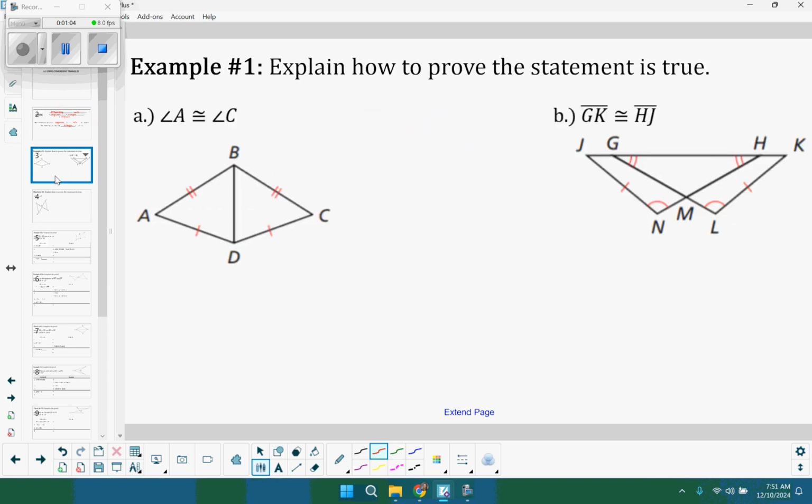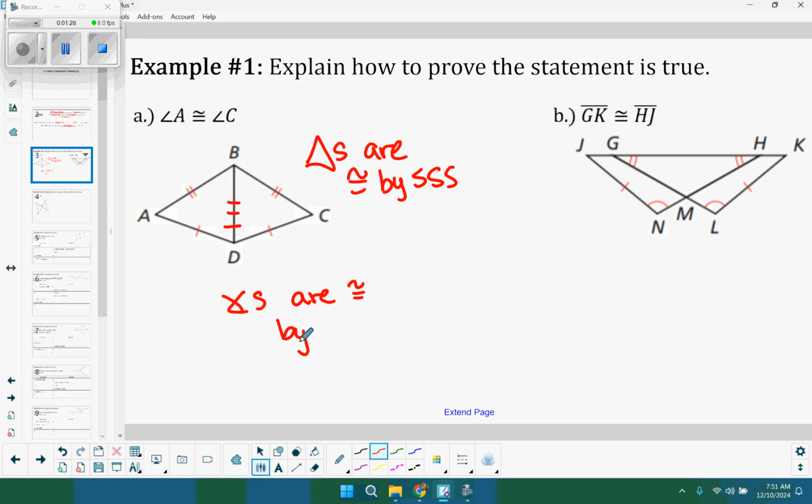So for example 1, we're going to explain how to prove the statement is true. What I can do here is, after the reflexive, I can prove the triangles are congruent by SSS. And then I can say that these angles are congruent by CPCTC, corresponding parts of congruent triangles are congruent.